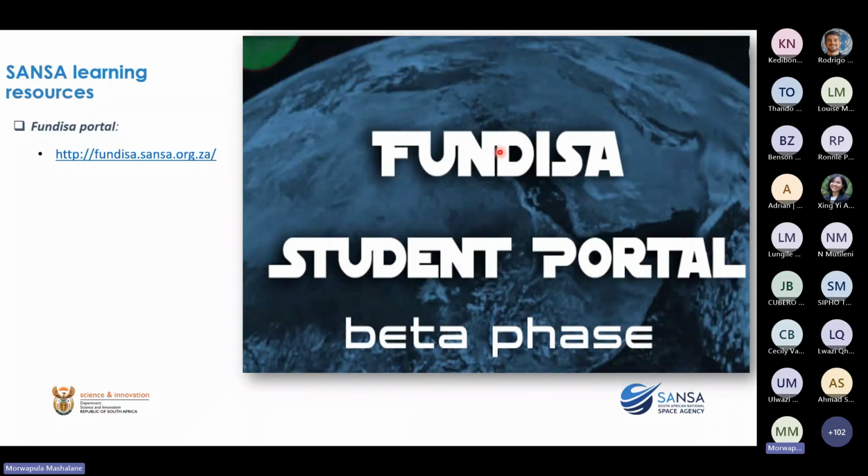We also developed what we call a Fundisa portal. On the Fundisa portal, it's more of tutorials on remote sensing and GIS. You can learn basic remote sensing skills, from image processing and mosaicing, to basic GIS skills such as buffering.